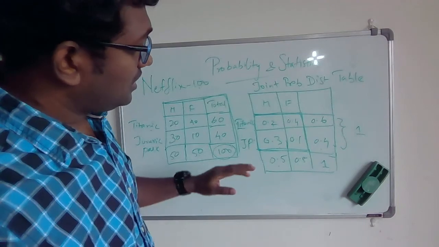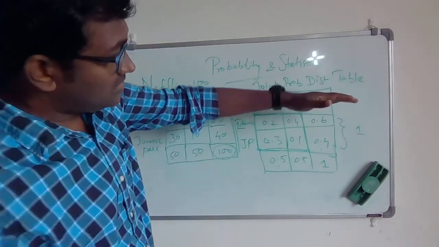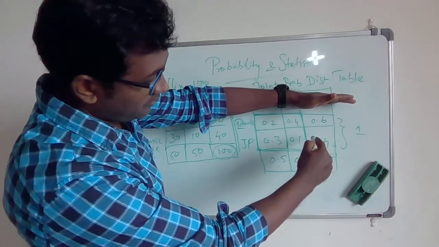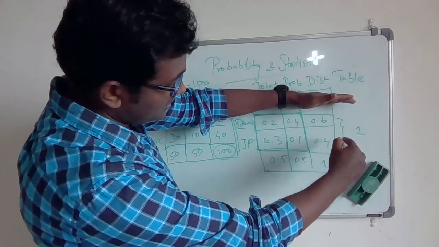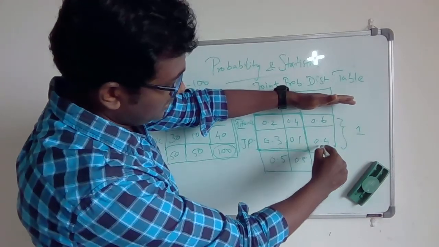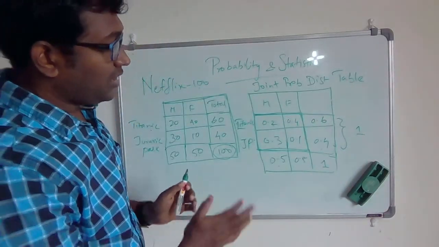In the first case, I marginalized. I don't care about whether they're male or female. I just look into the prevalence of the movies. So these two are marginal probabilities. These two sum up to 1, and for Titanic it is 0.6, and for Jurassic Park it's 0.4. And I can go the other way around.